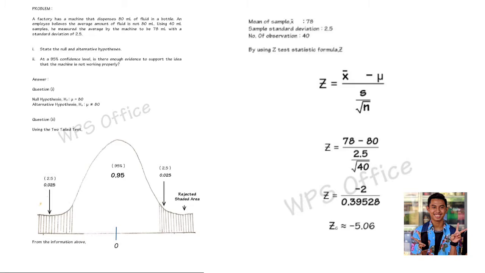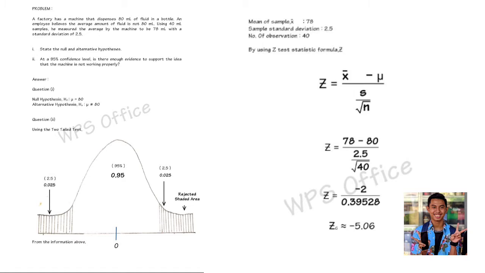So from the information above, we got mean of sample is 78, sample standard deviation is 2.5, and number of observations is 40. So in this question, we must determine whether we use the t-test or z-test formula. How to determine the formula is we look at the number of observations. If the sample size is less than 30, then we use t-test. If the sample size is more than 30, then we use z-test. So in this case, we use the z-test formula.